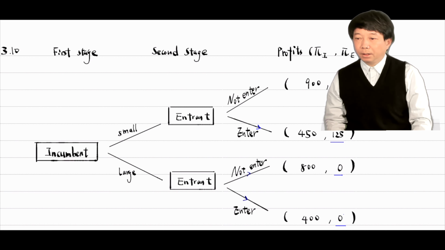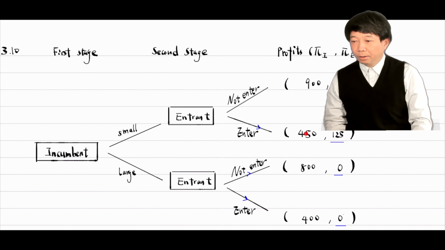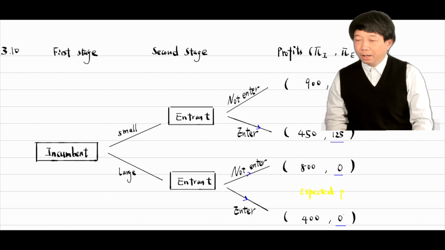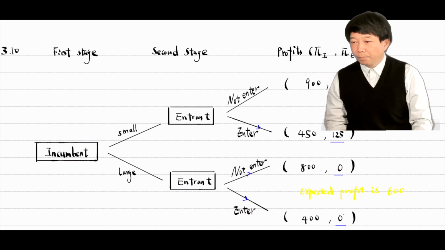Next, we figure out the incumbent's decision in the first stage given the potential entrant's responses. If the incumbent chooses the small output level, it knows its rival will enter the market and it will earn 450. If the incumbent chooses a large output level, it knows that its rival will be indifferent between entering and not entering. So the incumbent's expected profit will be the average of 800 and 400, which is 600. The incumbent is better off choosing the large output level. We underline its profits and add an arrow on the path.